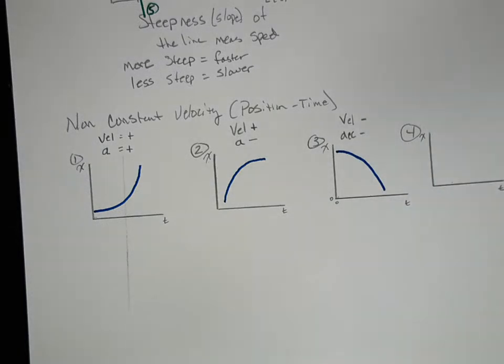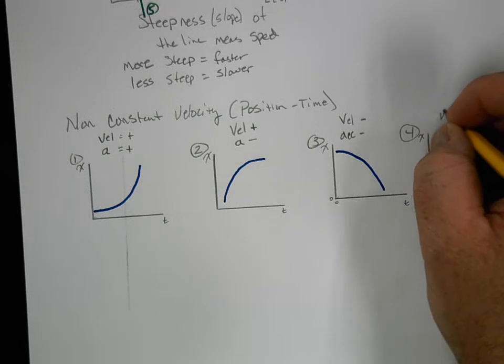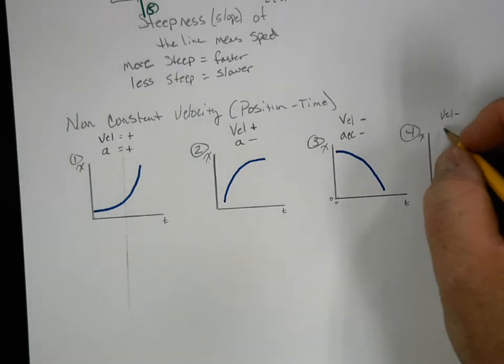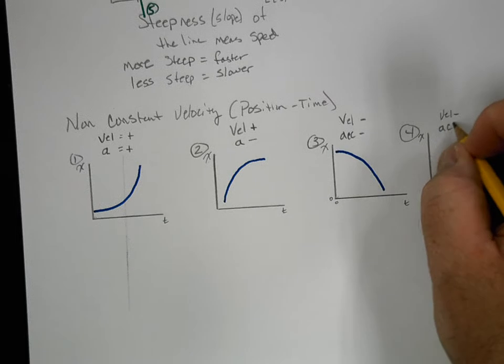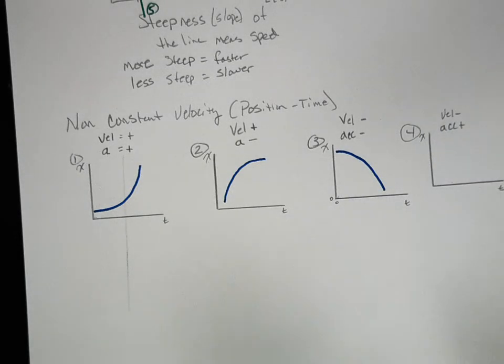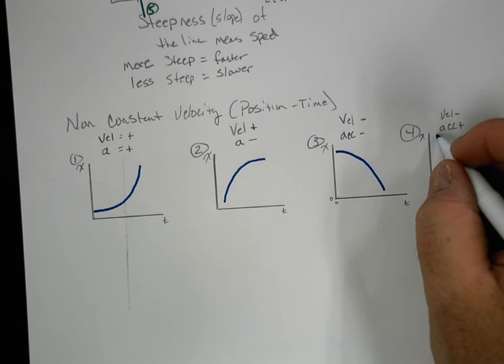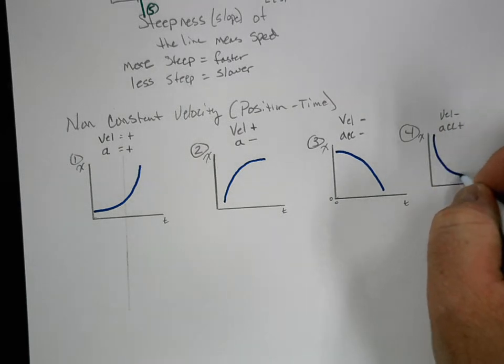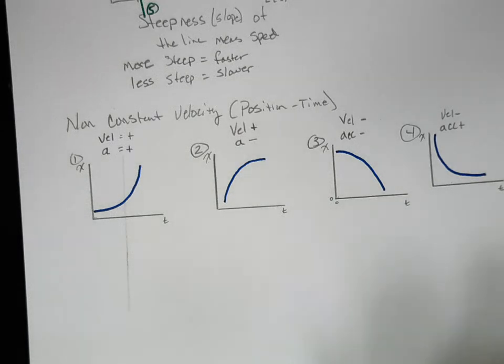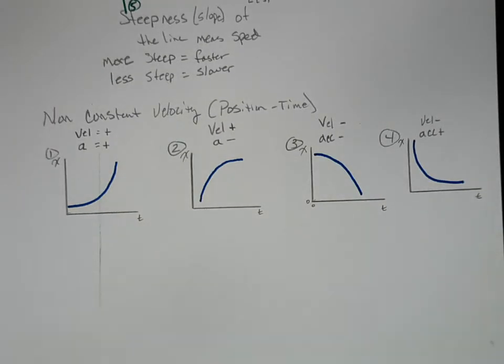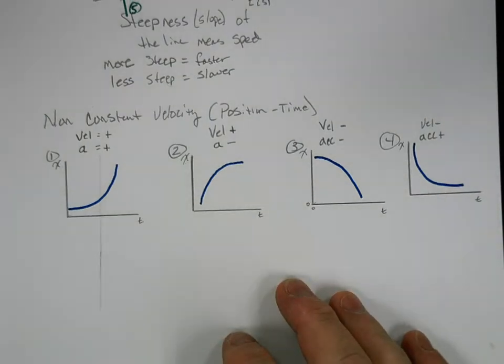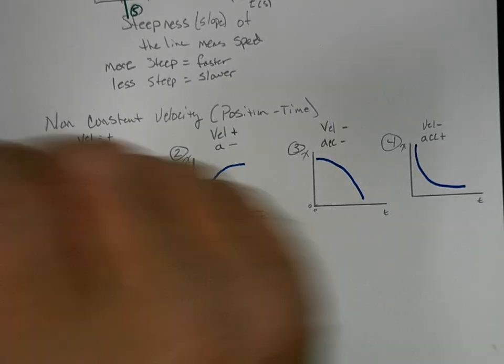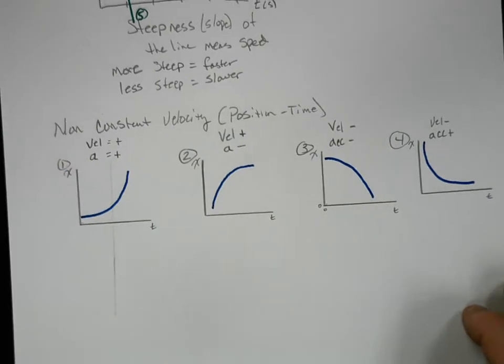And then finally, if we have a negative velocity and a positive acceleration, we're going to look like that. So these are for non-constant velocity situations on a position time graph. Okay, so now with that in mind, we need to move on. So this is a review from last time. We now need to move on to the next kind of graph that we have, and that is the velocity time graph.